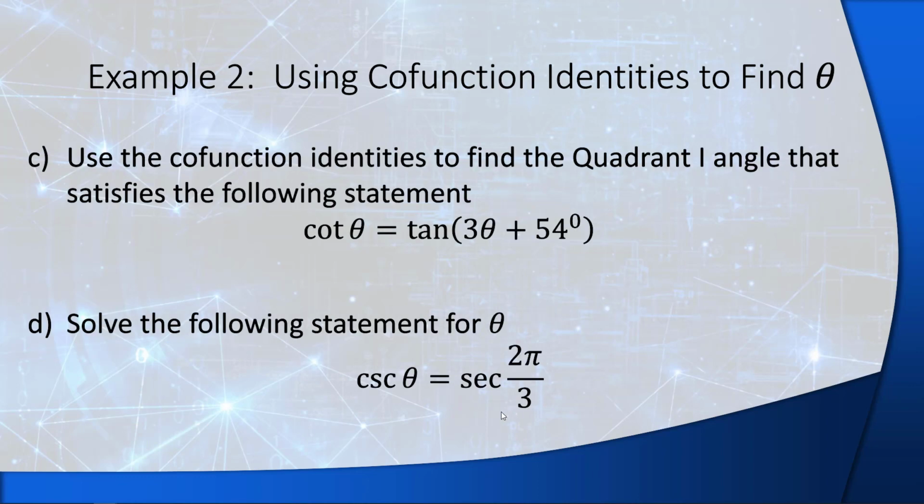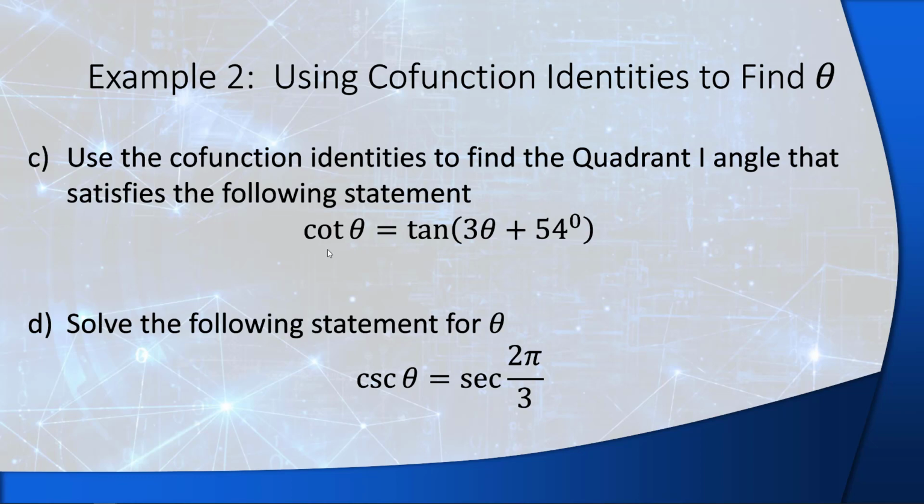Okay, we have a few other problems that we can work with. The first one and the next one is this. Here we want to use the cofunction identities to find the quadrant 1 angle that satisfies the following statement. The cotangent of theta is equal to tangent of 3 theta plus 54.